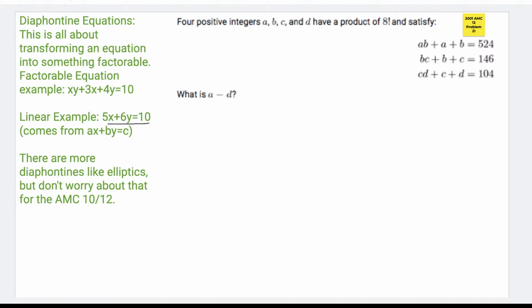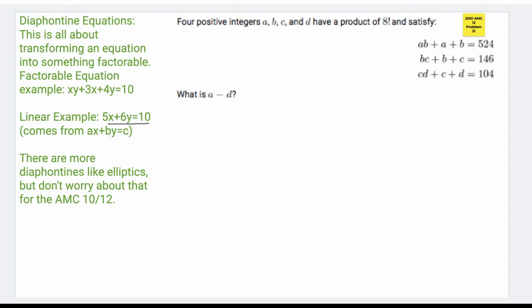Now there are more Diophantines, like elliptics, but that's not even at the AMC 10 and AMC 12 level, so there's no need to worry about this. Now this problem is full of Diophantine equations, so let's try to crack it.